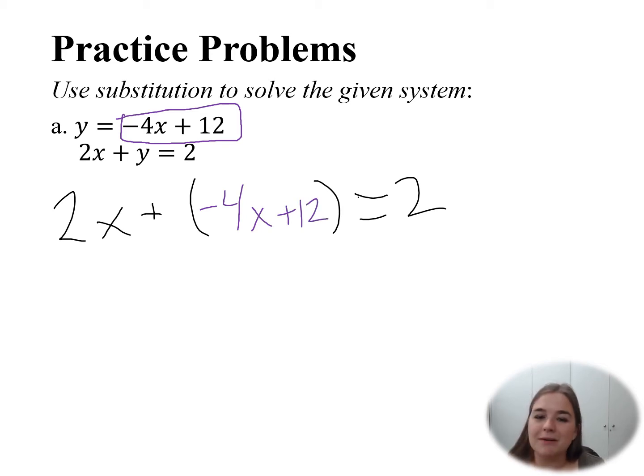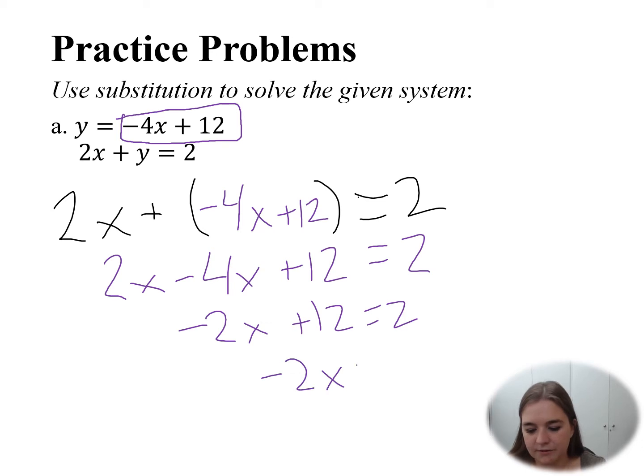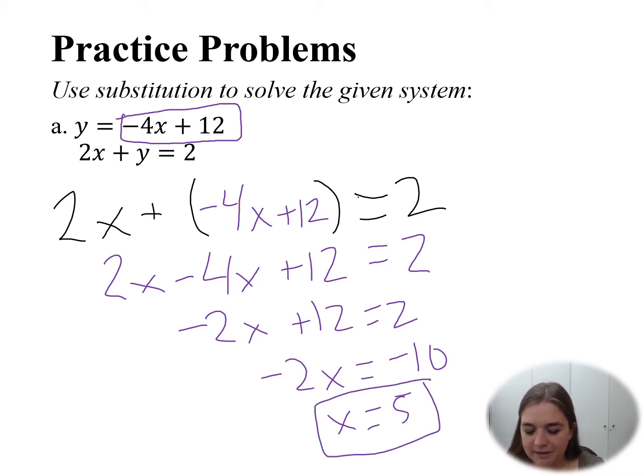So when I do that, now I'm left with only one unknown in this equation. Because there was no coefficient on my y, there's nothing I have to do. Those parentheses aren't necessary in this case. So I'm going to leave it alone, and I get 2x minus 4x plus 12 equals 2. 2x minus 4x gives me a negative 2x plus 12 equals 2. Subtract 12 from both sides, and I get negative 2x equals negative 10. When I divide by negative 2, I get x equals 5. I'm halfway done. I have the x value of my ordered pair for the solution.